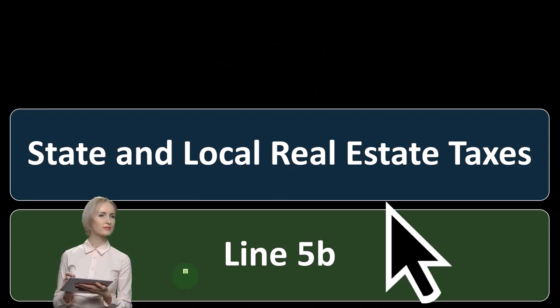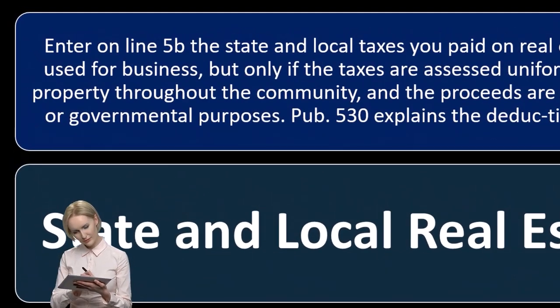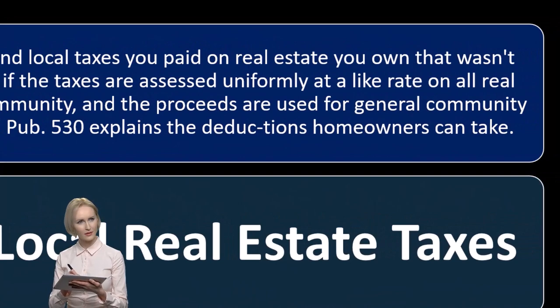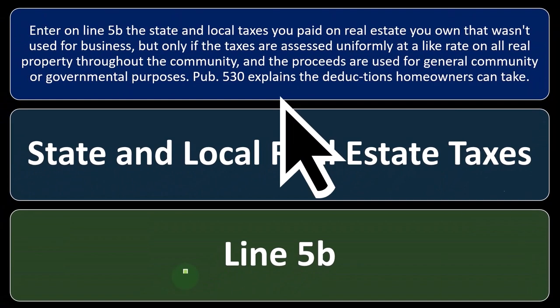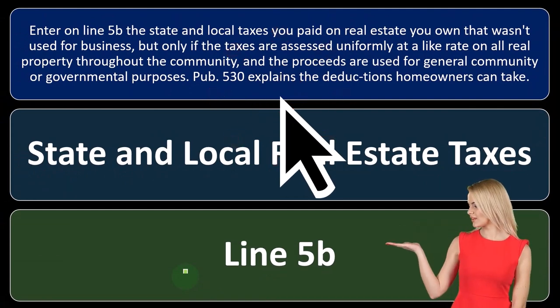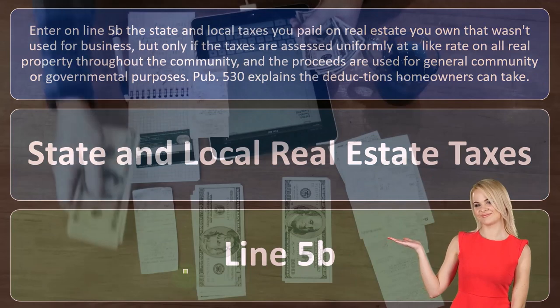Line 5B, state and local real estate taxes. So enter on line 5B the state and local taxes you paid on real estate you own that wasn't used for business. So this is the other big one. Someone owns a home, that's the big one. You've got the mortgage interest on it, and then you've got the property tax related to it as well.